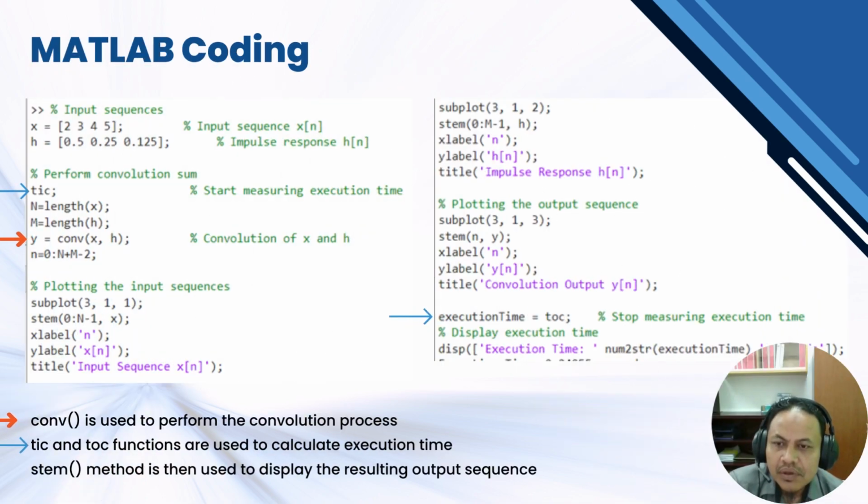In MATLAB, we use MATLAB Online to code the program. So there is some coding, and we use the conv function to perform the convolution process, and the tic and toc functions to calculate execution time. All the results we display on the output of the software.